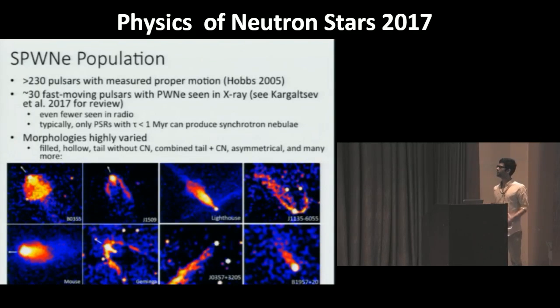Morphologies are highly varied. We see some that have filled morphologies, some that display the opposite, hollow ones, a combined compact nebula and tail. Some are asymmetrical. Some don't have a compact nebula but have a tail behind it, and then various other less certain morphologies.